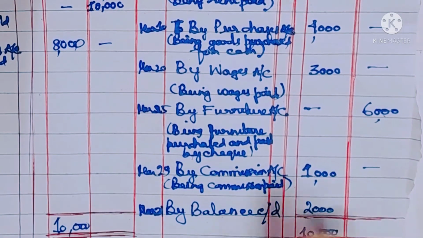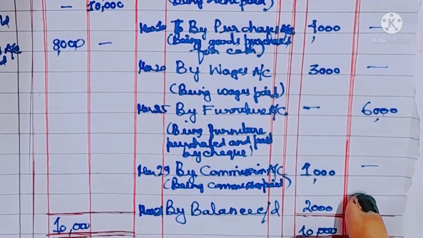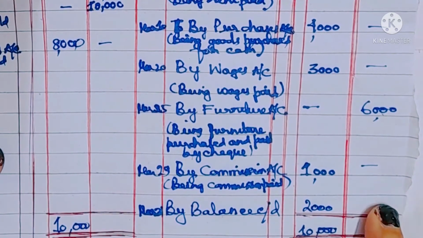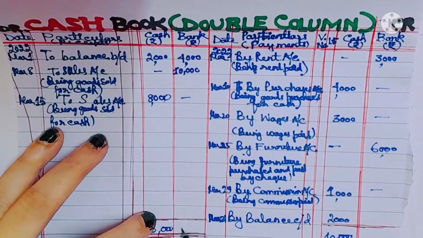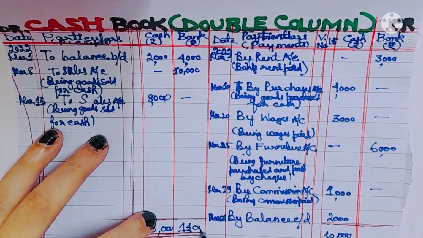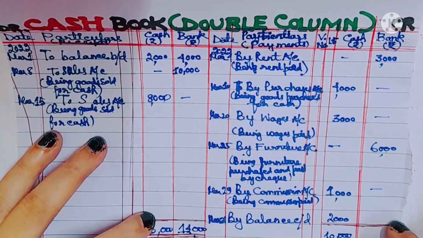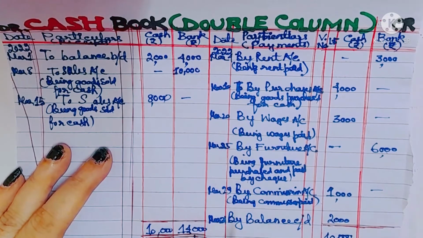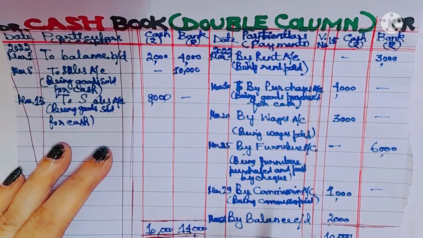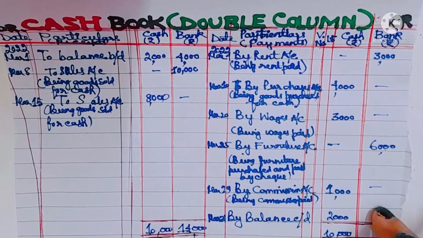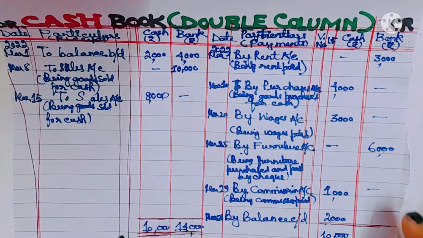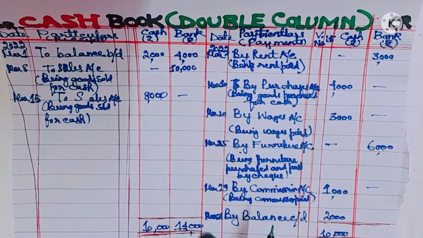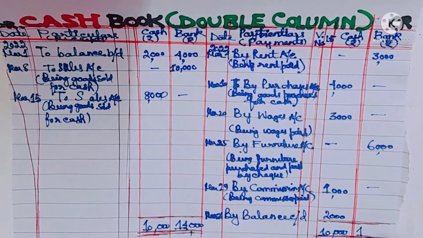Okay. Now similarly, let's calculate the total of the bank column on the debit side and the total of the bank column on the credit side. Okay. Let's do it. The total of the bank column on the debit side is 14,000 and the total of the bank column on the credit side is 9,000. So what is the rule? The rule is that the bigger total we write on both sides. So we can't write the total of the bank column on the credit side because that is only 9,000 and the total of the bank column on the debit side is 14,000. So the bigger one we have to write.